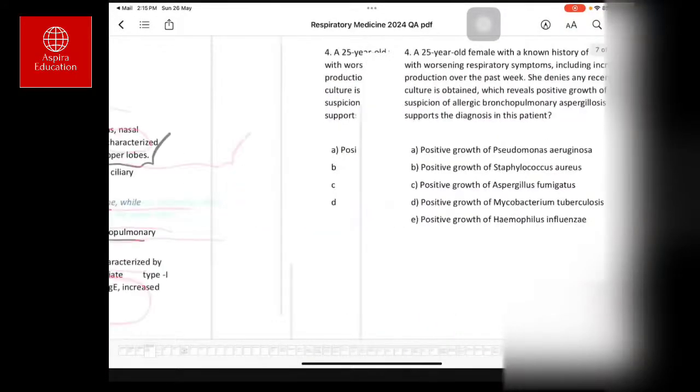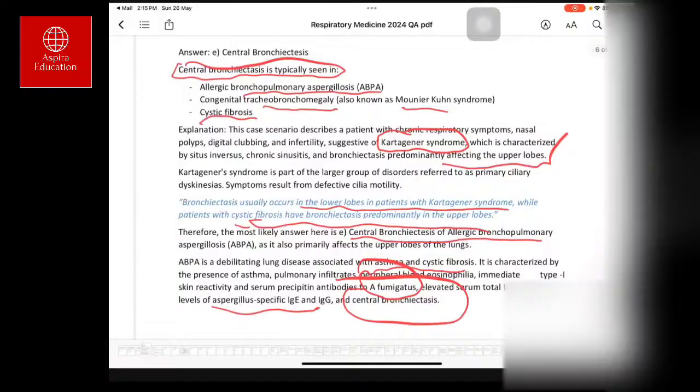So, given the history, which is suggestive of either Cartagena syndrome or cystic fibrosis and upper lobe lesions in the chest, this is either ABPA or it is cystic fibrosis or it is ABPA with Cartagena syndrome. So the crux of the matter is the upper lobe involvement bilaterally. It is seen in cystic fibrosis and aspergillosis.